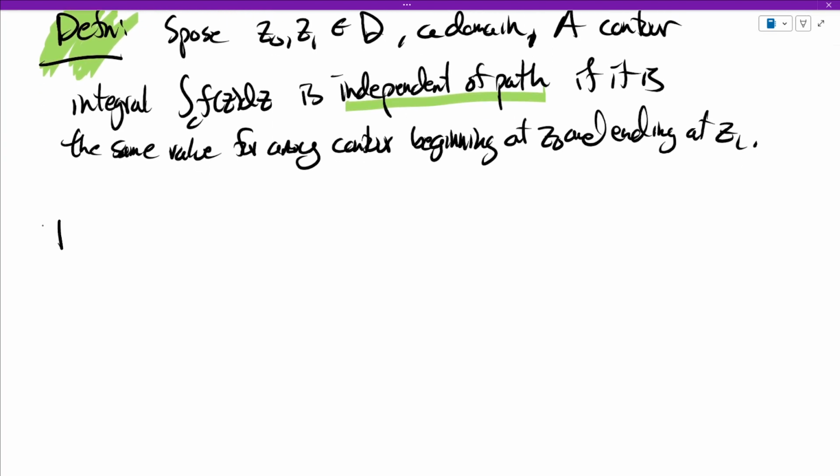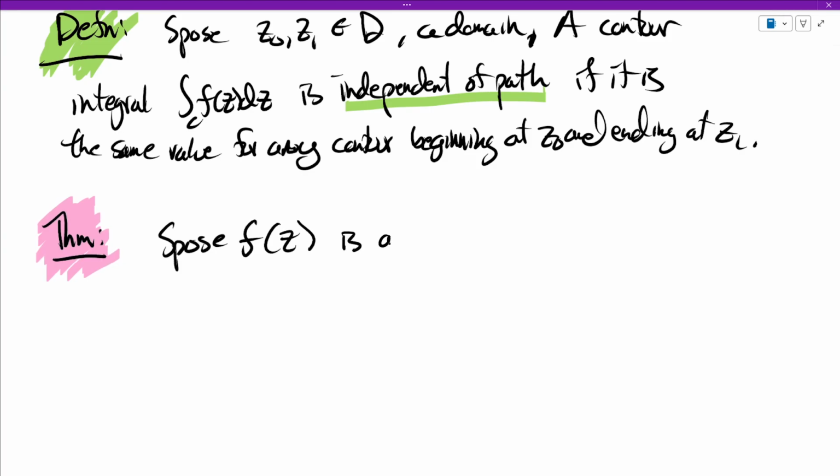In the main theorem, well, one of the main theorems is that, let's see, what color do I use for theorems? I think I use pink. Is this, well, basically you're independent of path if you're analytic. So suppose f of z is analytic in a simply connected domain.